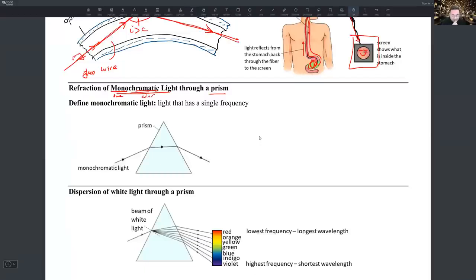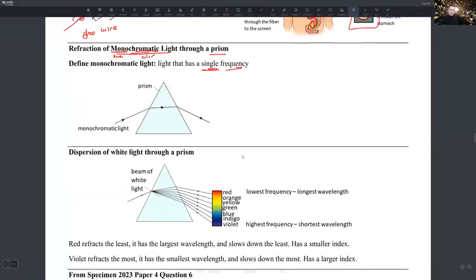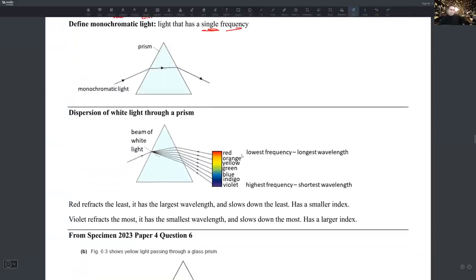But since every single color has a different frequency, and in physics we like to be specific, we do not define monochromatic light as light that has one color. We define it as light that has one frequency. And that translates to color in physics language. Okay? So monochromatic light is light that has a single frequency.